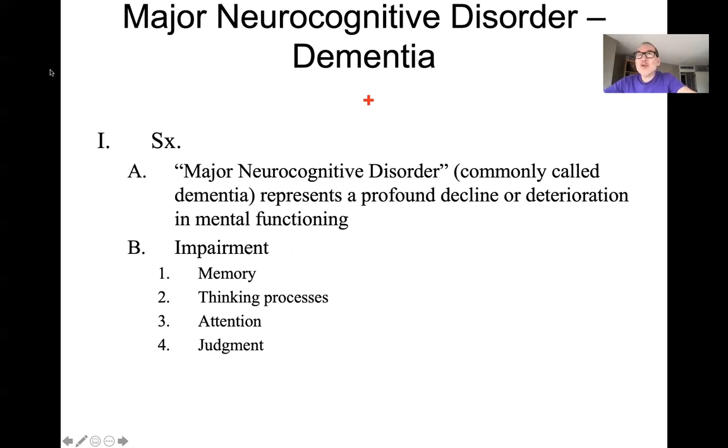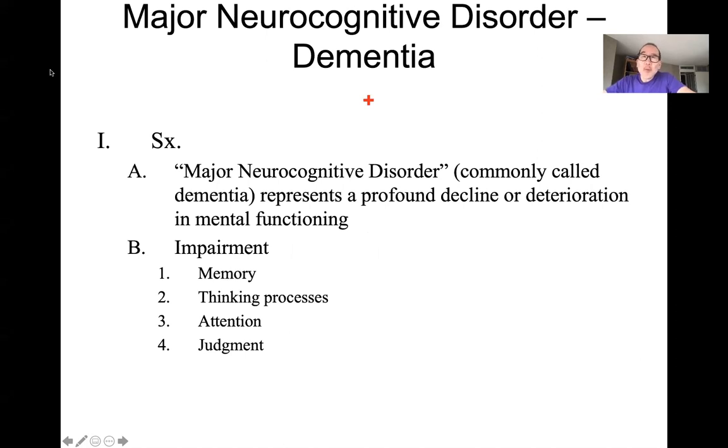Alrighty, let's talk about major neurocognitive disorder, which refers to dementia. Dementia occurs far more commonly in the elderly. But a thing that has to really be kept in mind is that dementia is a medical diagnosis. It is a mental disorder. It is not a part of normal aging.